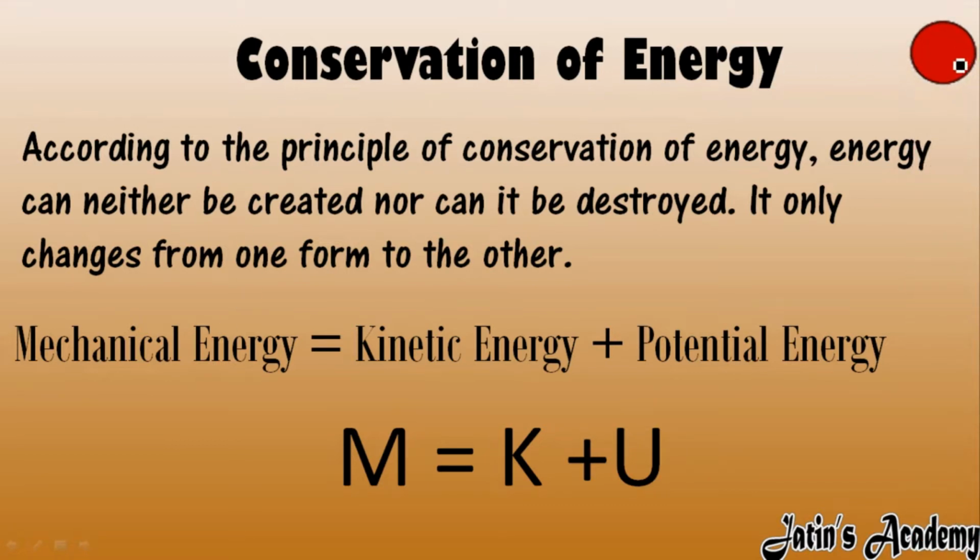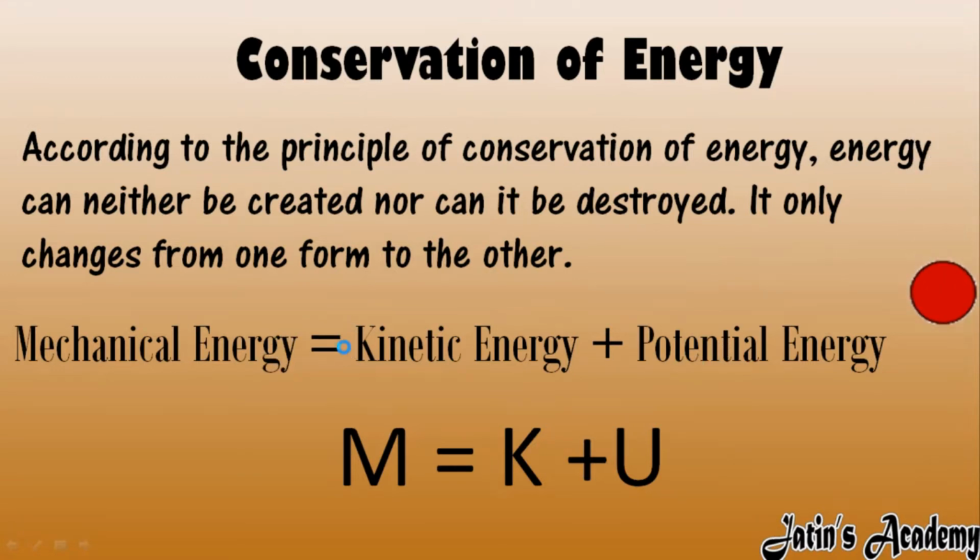Here, as this ball is moving down, potential energy keeps on decreasing but kinetic energy keeps on increasing. And as this ball is moving upward, potential energy keeps on increasing and kinetic energy keeps on decreasing. But one thing is conserved, one thing is constant, that is the sum of both kinetic and potential energy, that is the mechanical energy.